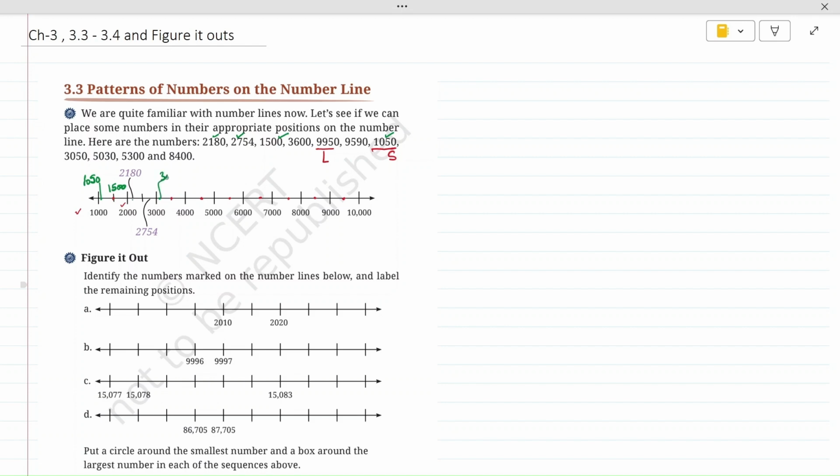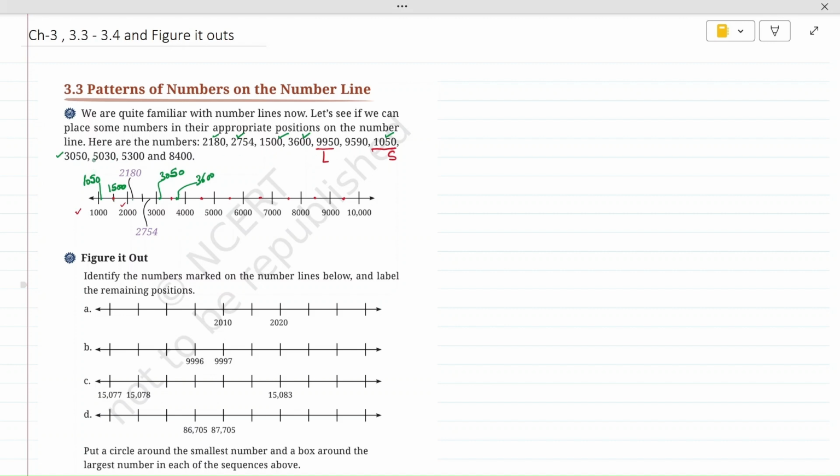It is 3050. Next, we have 3600, which is more than the midpoint. It is towards the right side of 3500. So this is somewhere here, 3600. This is done. Now, in 4000 range, we don't have any number.